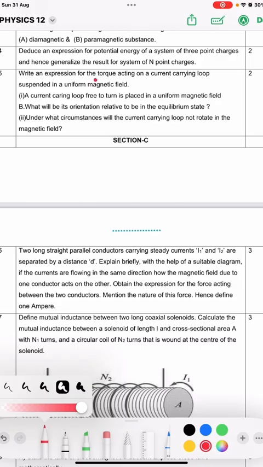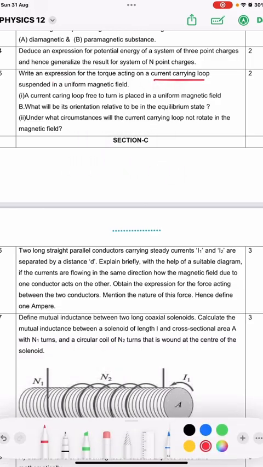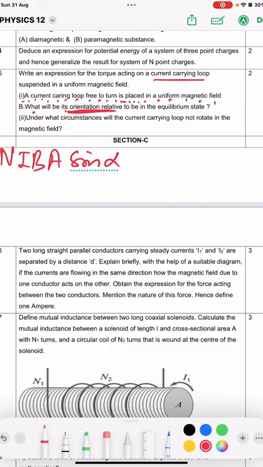Question number 15. Write an expression for torque acting on a current carrying loop. So that is Niba sine alpha. And you should tell what is alpha. Alpha is the angle between field and normal. Now first question is, a current carrying loop free to turn is placed in the uniform magnetic field. What will be the orientation relative to be in equilibrium state?